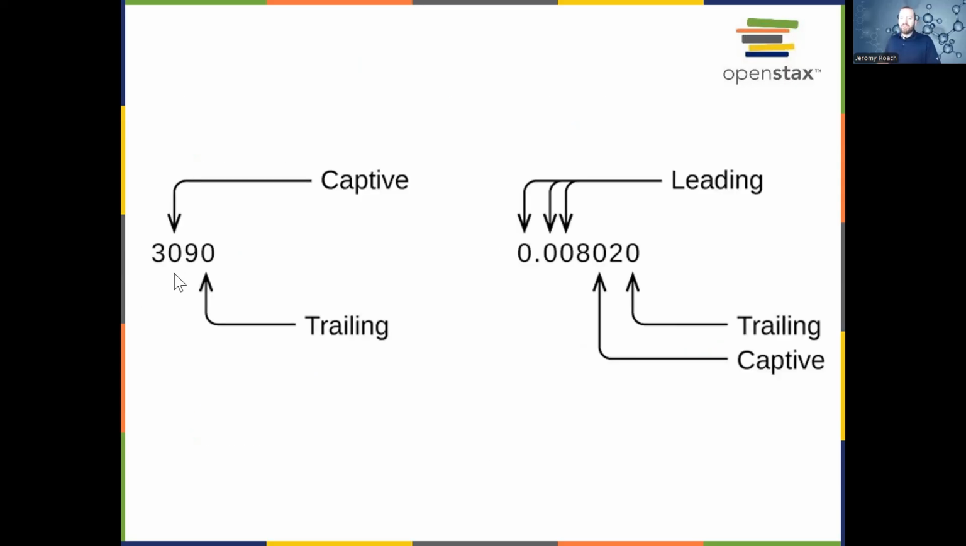This is a captive zero. It's in between two different values. This is called a trailing zero. These are leading zeros, captive zeros, and a trailing zero.